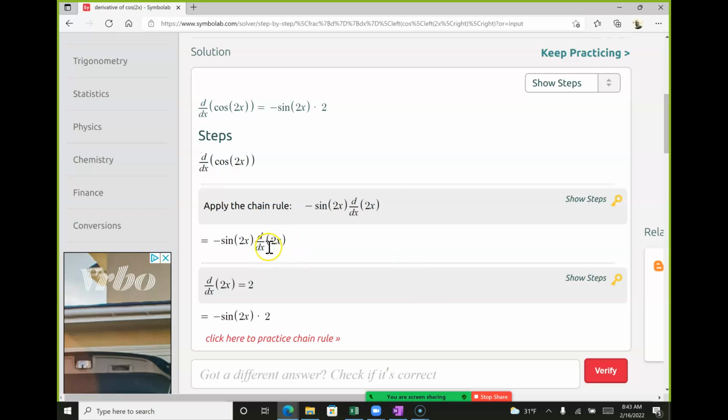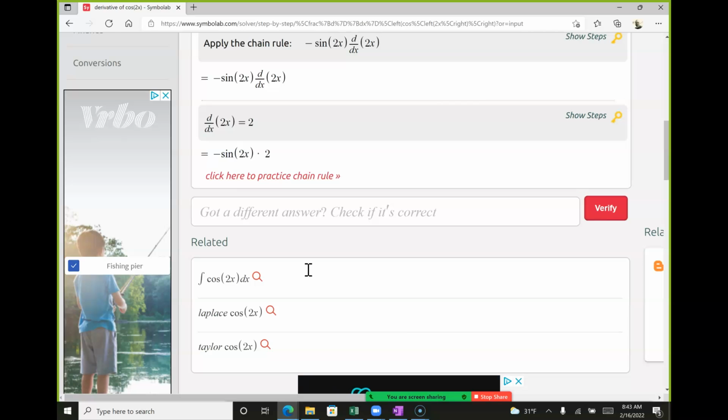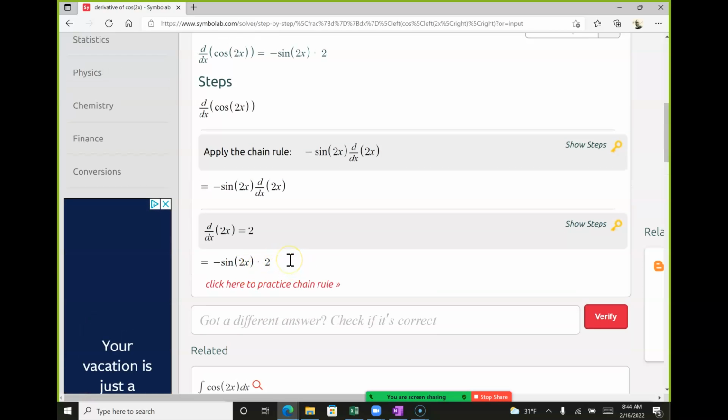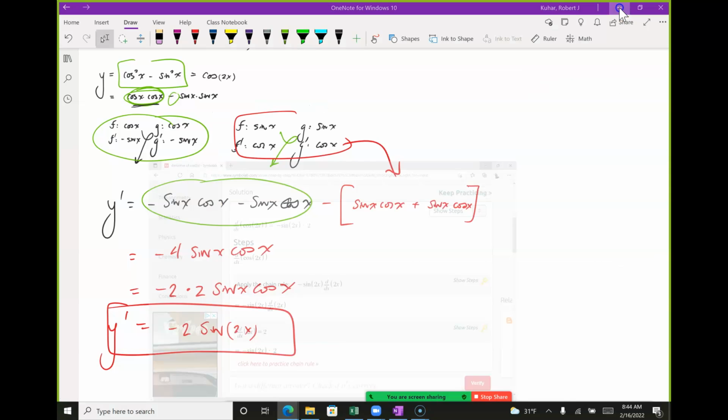So there they're doing the chain rule. But either way, you still see negative 2 sine 2x. Once we learn the chain rule, a lot of these derivatives will be quick. But we can't right now. We're not ready. So I'm trying to turn things into products or quotients.